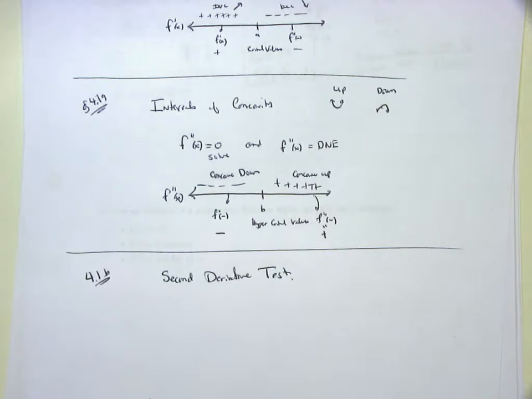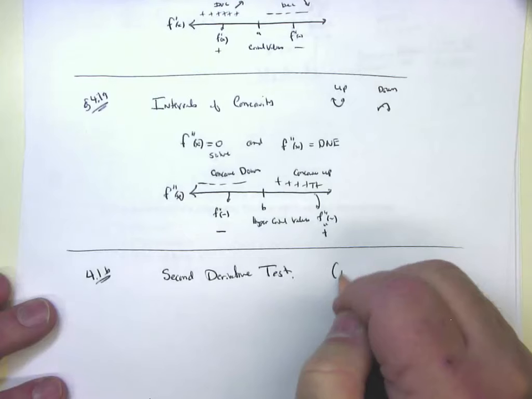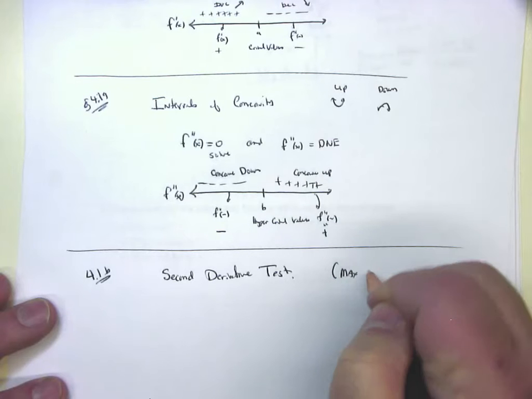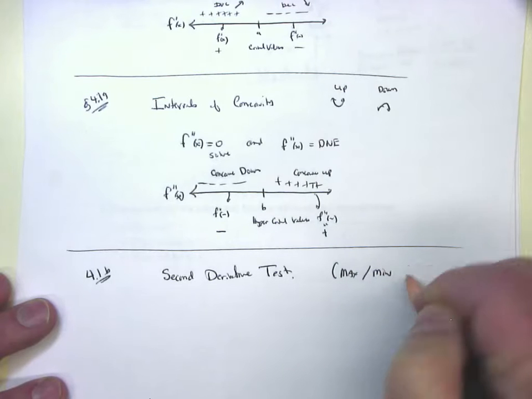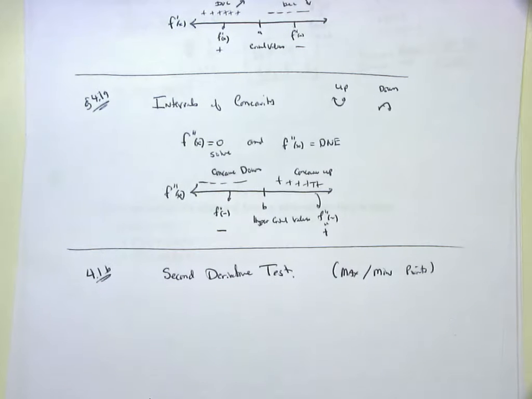Now, in the second derivative test, here's the deal. We're still interested in identifying max-min points. It's still all about local max versus local minimum points. Maximizing something or other, minimizing something else. Maximizing, minimizing.